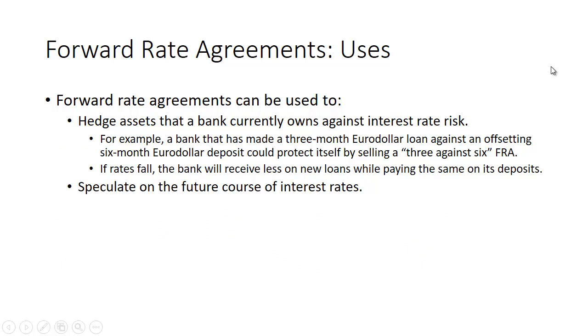So, what are some of the uses here? Well, a bank can use it to hedge interest rate risk. For example, say the bank has made 3-month euro-dollar loans against an offsetting 6-month euro-dollar deposit. It could protect itself by selling a 3-against-6 forward rate agreement. So in this case, if rates fall, the bank will receive less on new loans while paying the same on its deposits, but it's going to receive money from the forward rate agreement. So that's going to offset some of the loss. Okay, it could also be used to speculate on the future course of interest rates.